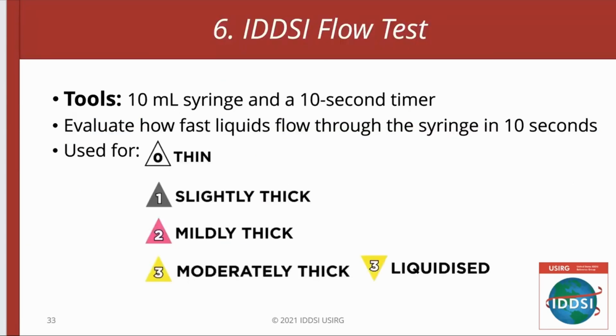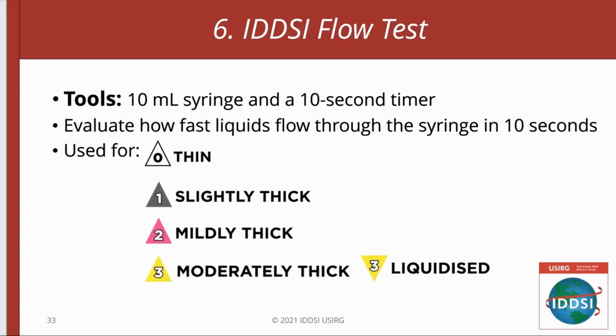Now we will start to answer how thick is thick. We have been talking about foods, and now we will shift to tests that mainly cover liquids. However, there will be some crossover on the fork drip test that will be covered after this flow test. The IDDSI flow test is based on a method developed in food science to test the viscosity or thickness of liquids. Today, we will talk about the flow test as it relates to each IDDSI liquid level.